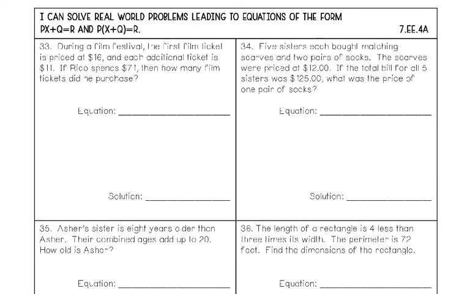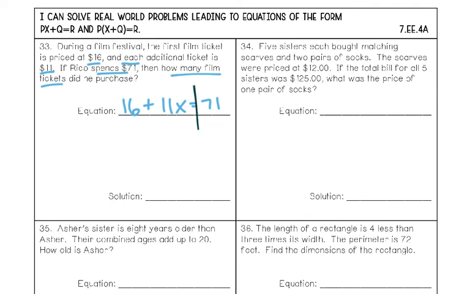and then solving it. In 33, we're looking at the price of a film festival. It says that up front, the first ticket is $16. So $16 up front. Each additional ticket, so the word "additional" tells me I'm going to add, "each" says I'm going to multiply by $11. I don't know how many film tickets there are. So 11x, but I do know a total because he spent $71. That's my equation. 16 for the first one, and additional $11 per each ticket after that, and that x is my variable. In total, he spent $71.